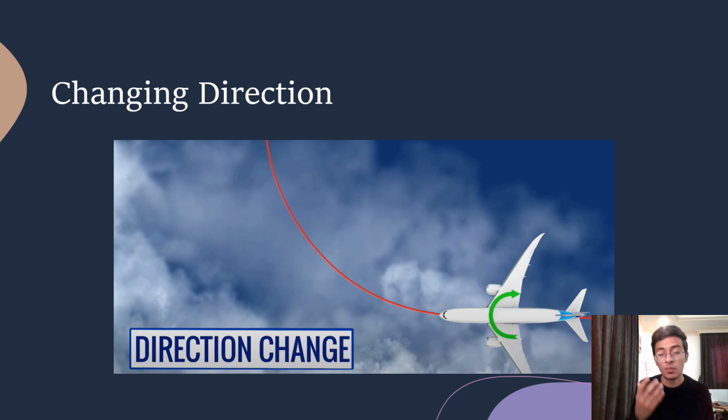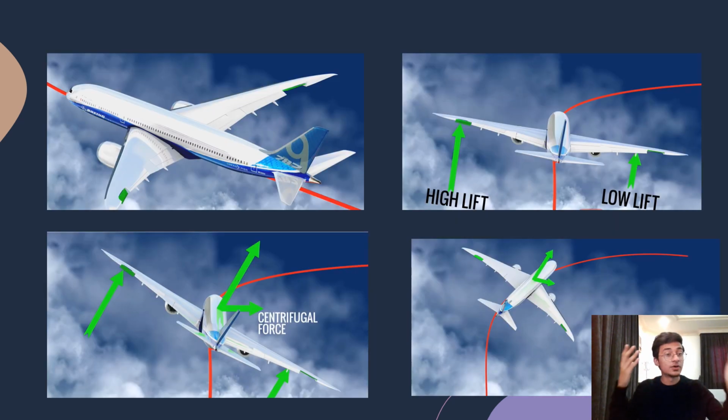So what the pilot does is use the concept of centrifugal force. Yes, you heard me right. Centrifugal force. The pilot uses centrifugal force for a smooth turn and without causing any discomfort to the passengers. Now I have 4 diagrams here, as you can see on the screen, and I'll be explaining one by one how the pilot manages to change direction smoothly.